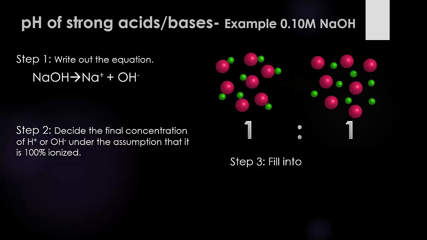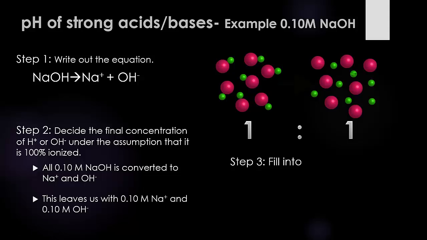Now let's think about how this affects the concentration of H+ or OH-. Since all of the 0.1 molar is turned into products, it means that we will end up with 0.10 molar of Na+ and OH-. We'll use the concentration of OH- to calculate the pOH by using pOH equals negative log of OH-, giving us a pOH of 1. From here, we can use pH equals 14 minus the pOH to get a pH of 13. Since we added a base and the pH is basic, this is a logical pH.